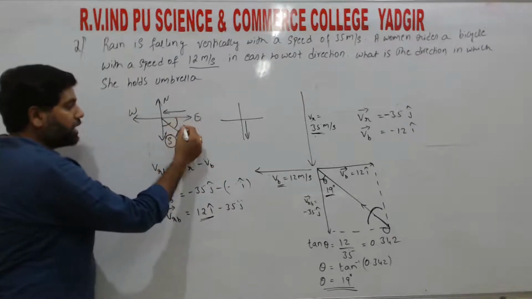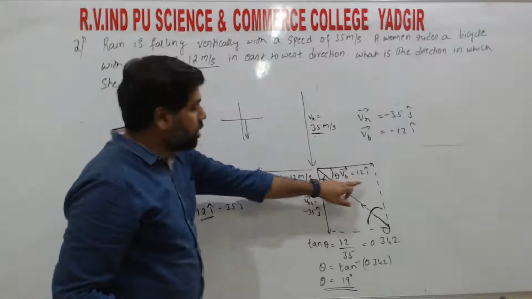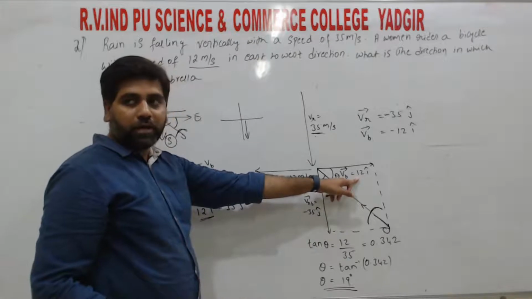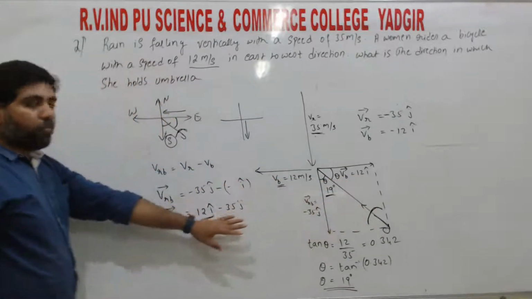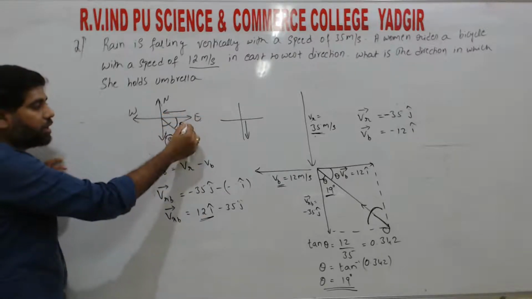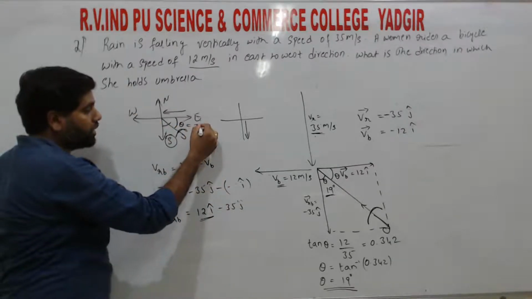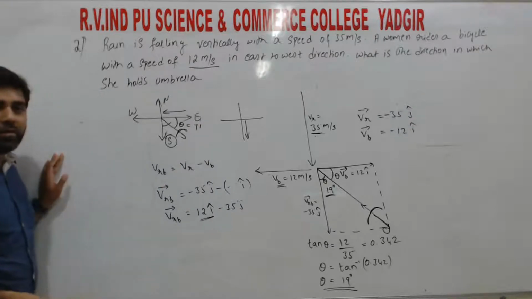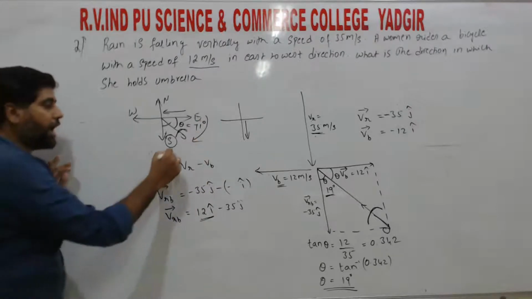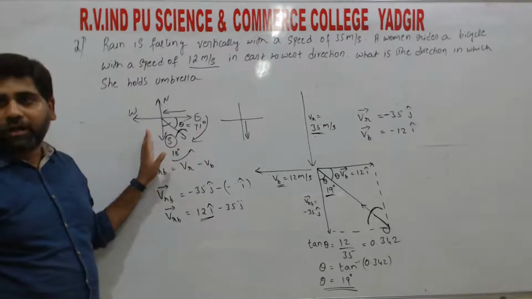If we take theta here with the horizontal, then tan theta is opposite side by adjacent side, that means 35 divided by 12, right? You can calculate by any one method. If we take angle theta here, it is east of south. It is 19 degrees, so 90 minus 19, and we get almost 71 degrees, right? So 71 degrees towards east of south and 18 degrees towards south of east. You can take either one as the direction, right?